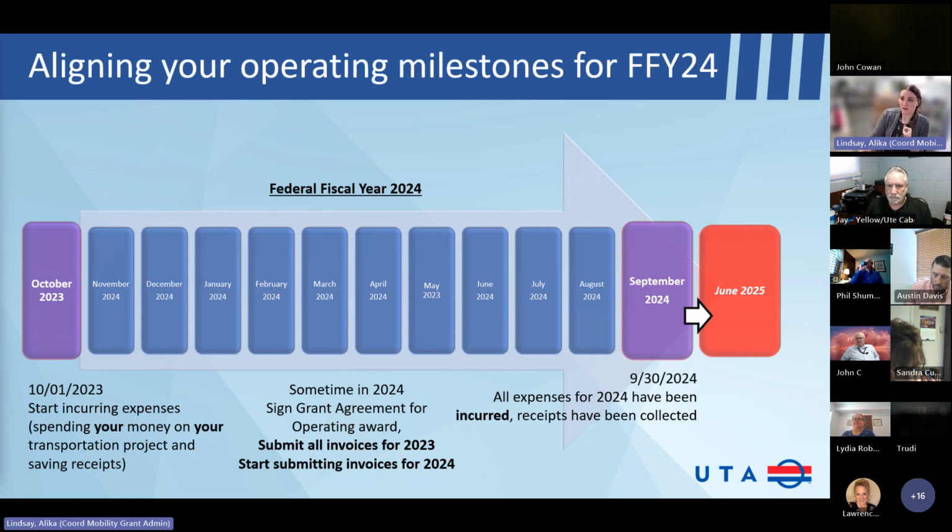But again, if we don't have vehicles by June 2025, we can tell FTA that we need to extend that so that we can get vehicles, but it doesn't change that you need to have your operations spent before then. It doesn't change your operations timeline, but if we need to push it because we don't have vehicles yet, we can work with FTA to do that. Okay, great.